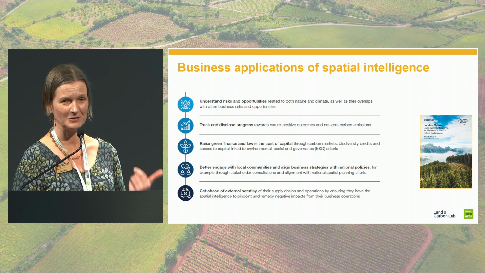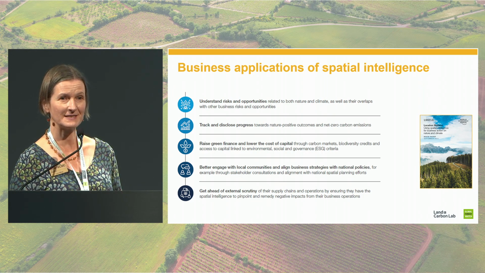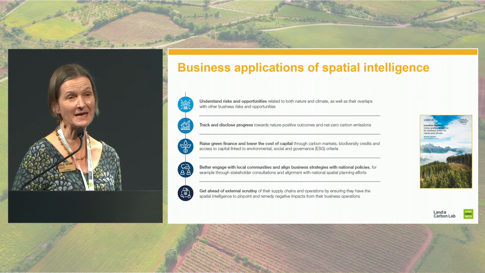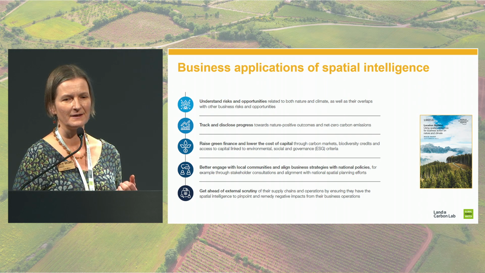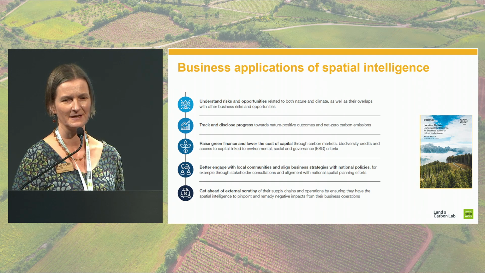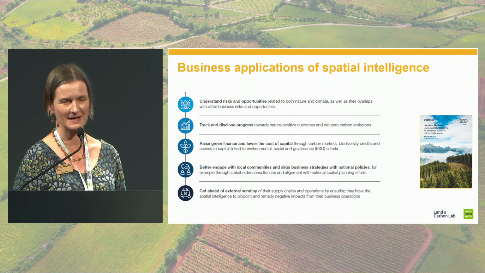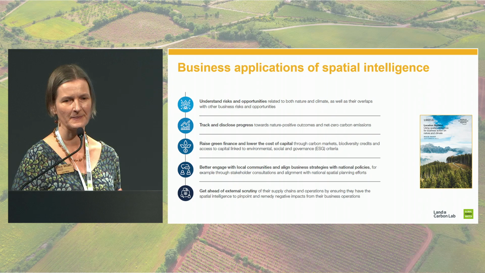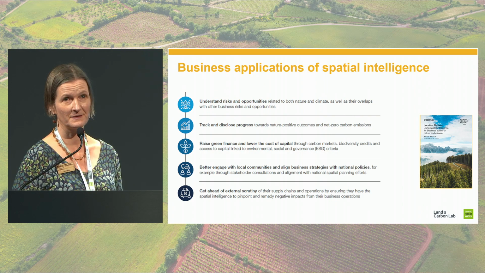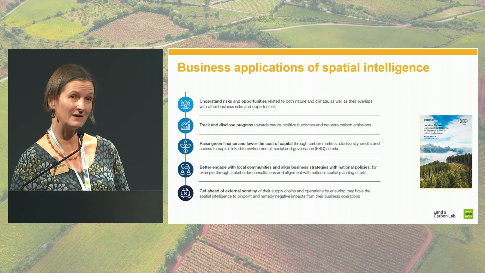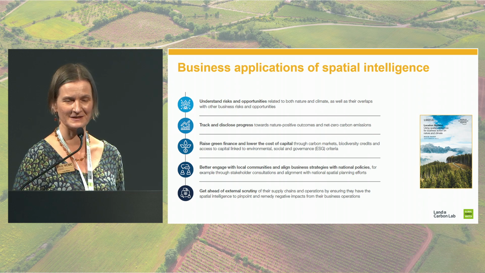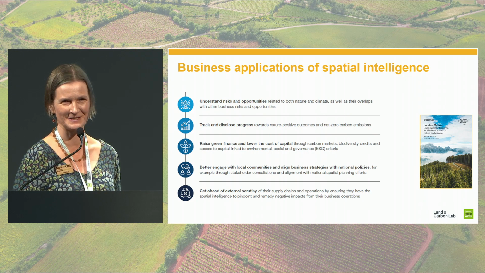So spatial intelligence is useful for understanding the risks and opportunities, useful for setting, tracking and disclosing progress towards targets, and useful for making the case for green finance. It's also fundamental to building better engagement with other stakeholders, such as local communities, such as governments. If everybody's looking at and understanding the same map, you're at least starting off on the same page. And business needs to understand what the risks are in its supply chains, so that they're getting ahead of the curve and making sure that they have tackled those risks to nature before they start receiving bad publicity and external scrutiny of these things.